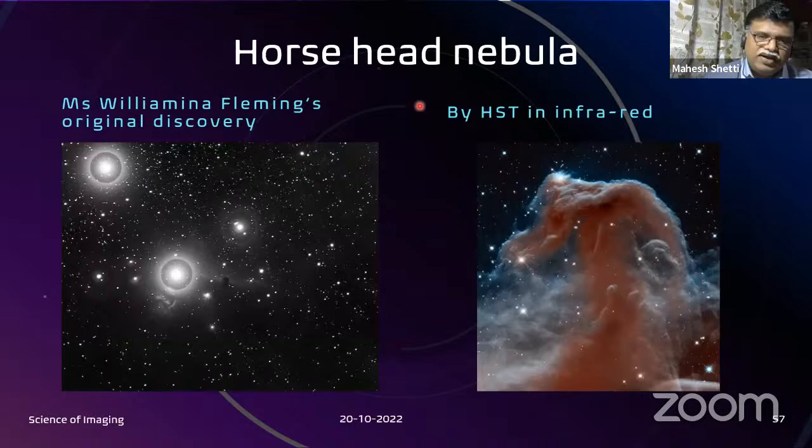Now, this is one picture of the Horsehead Nebula, original frame, where Wilhelmina Fleming from Harvard Observatory discovered this. Okay, now this particular region is a beautiful region. With an amateur telescope, of course, you can't see this. Okay, you need a professional telescope to see that. But when the Hubble Space Telescope clicked that in the infrared region, okay, you can make out this beautiful thing. Now, why are you able to make out this beautiful thing?